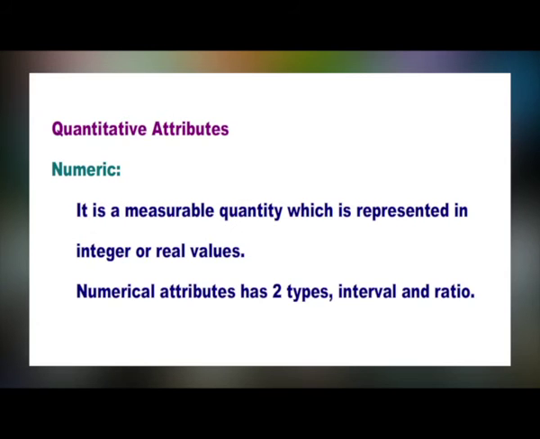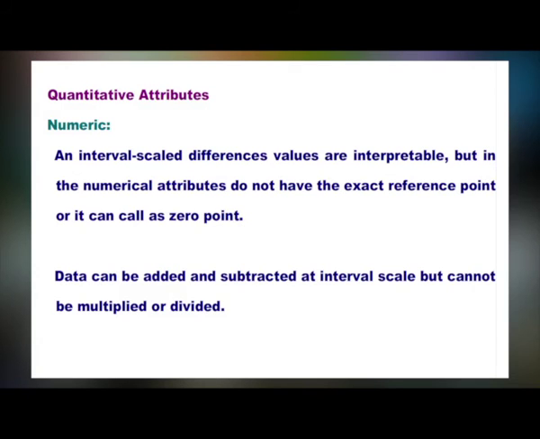The next type of attribute is quantitative attribute. The first subtype is numeric. It is a measurable quantity which is represented in integer or real values. Numerical attributes have two types, interval and ratio. The next type is interval scale. Differences in values are interpretable, but the attribute does not have an exact reference point, or what we can call a zero point. Data can be added and subtracted at interval scale but cannot be multiplied or divided.